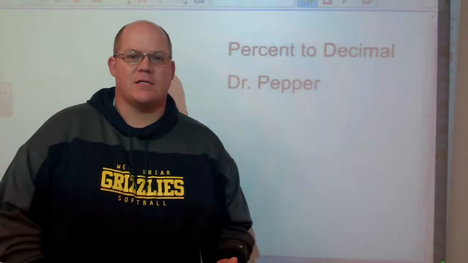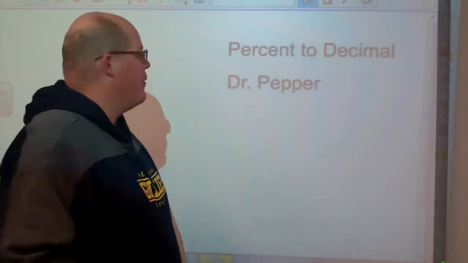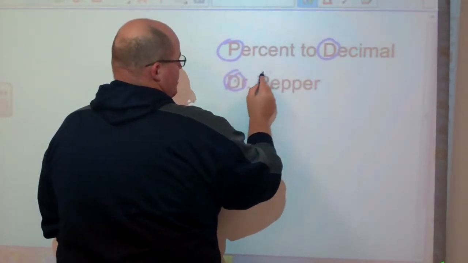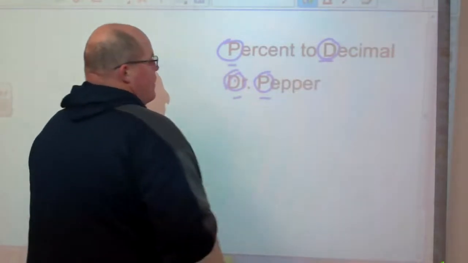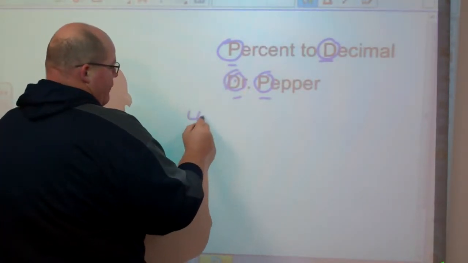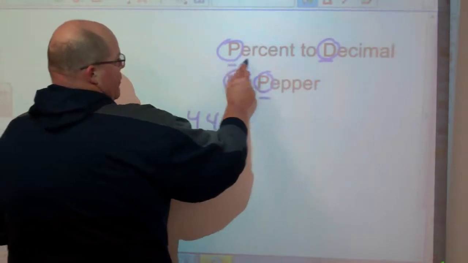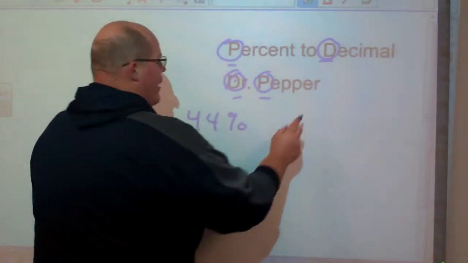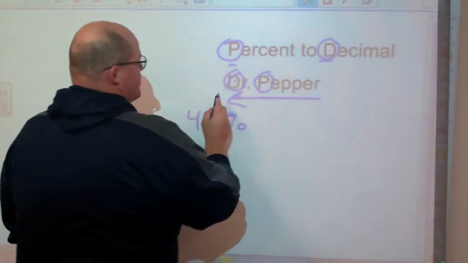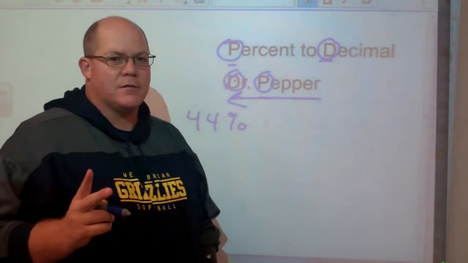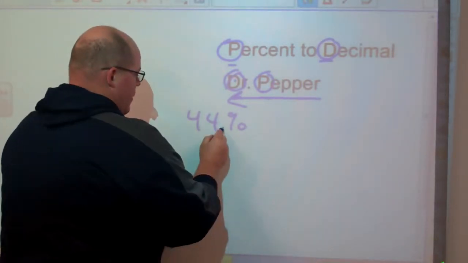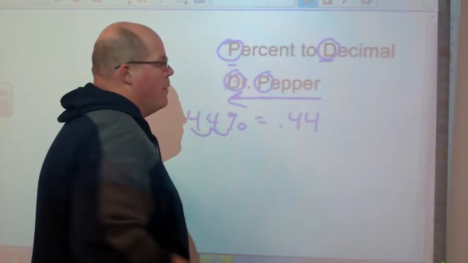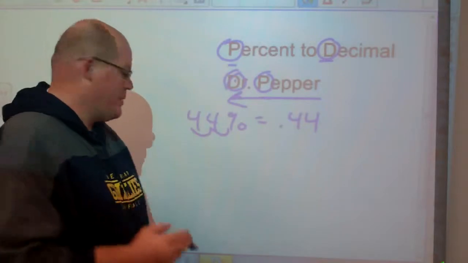Next, percent to decimal. Again, I'm going to use the Dr. Pepper method. Percent, decimal, Dr. Pepper, D's and P's. So if I'm going percent, 44%, going percent to decimal, I'm going from pepper to doctor. So I'm moving in this direction, pepper to doctor. Again, I'm moving 2 place settings. So 44, 1, 2 equals 0.44. Okay? 2 place settings.